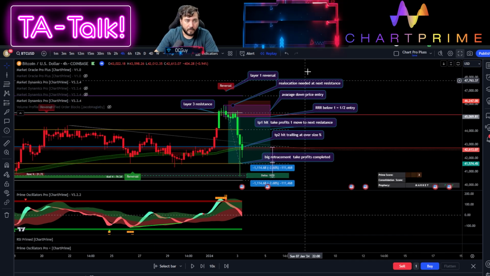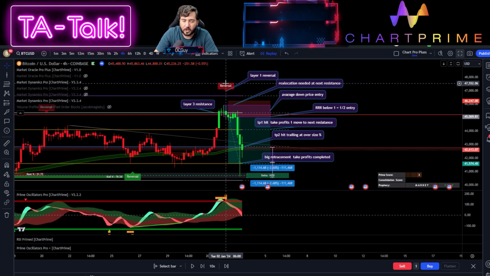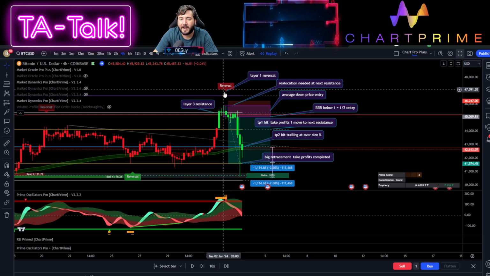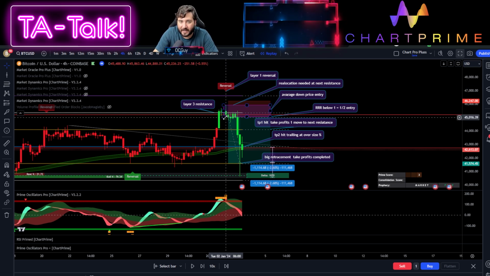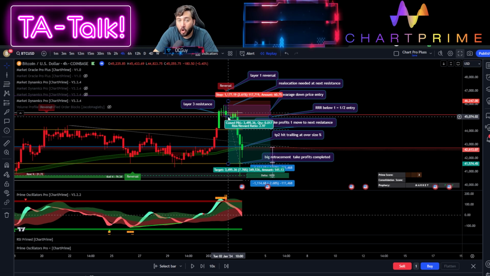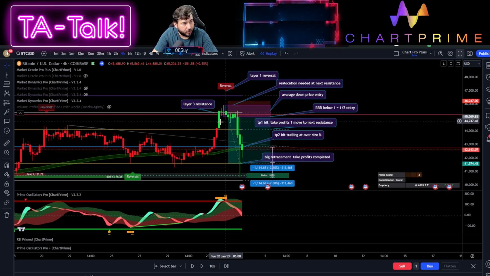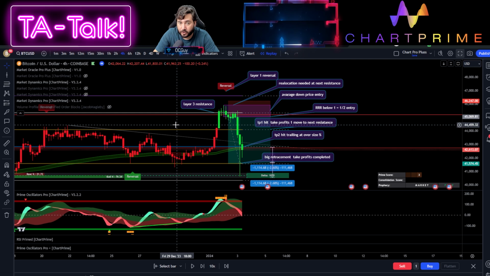Layer 1 is going to be my reversal. This layer is going to be the most important layer, right? It's going to be basically telling me that I already have a trade setup. I'm going to be trying to enter at the reversal candle closure or at the pullback on layer 2, or on pullback on layer 3.